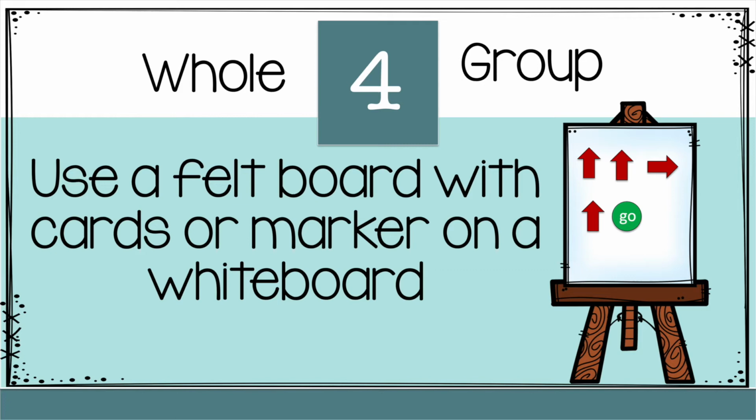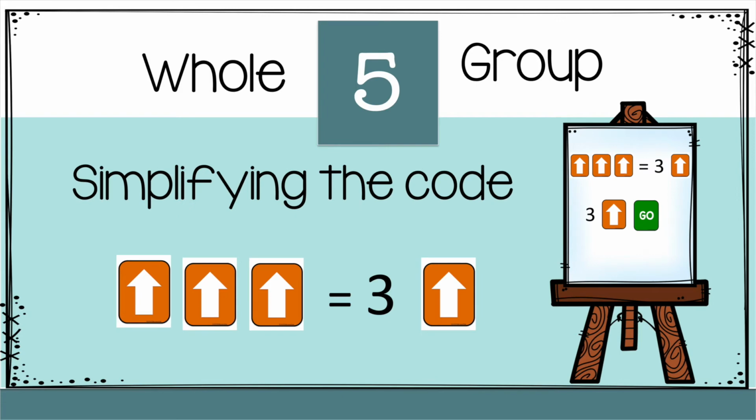Once my kids have mastered using a large mat, I move to simplifying code. If your kids are anything like mine, they will have long lines of code. So then I start having them simplify it. I have them take 3 straight and change it to 3 and an arrow. This is a more complex lesson, and I only start to do this lesson when I am sure they have lots of experience with using programming cards.